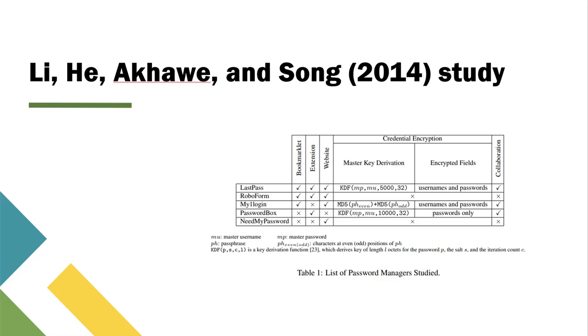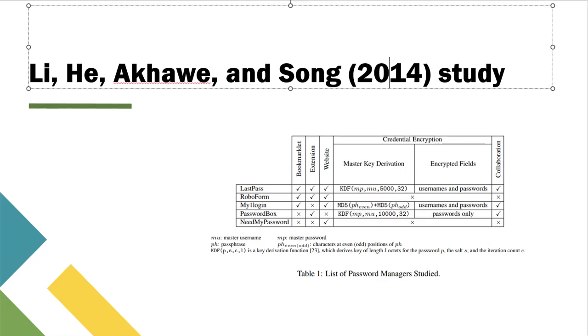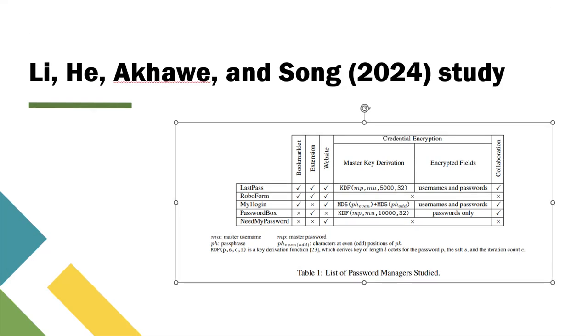This is another study that I was looking at. Actually, this is 2024, so that date is incorrect. They were looking at what LastPass does versus RoboForm versus PasswordBox, My1Login was in there, and they were really trying to look at the features of password managers.